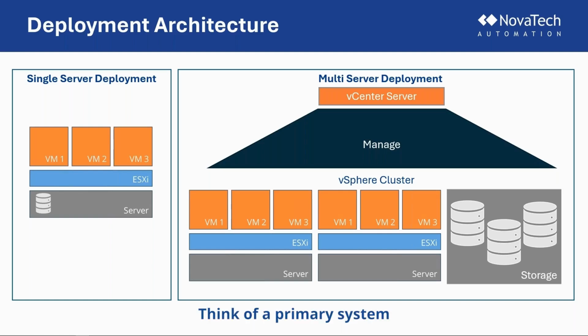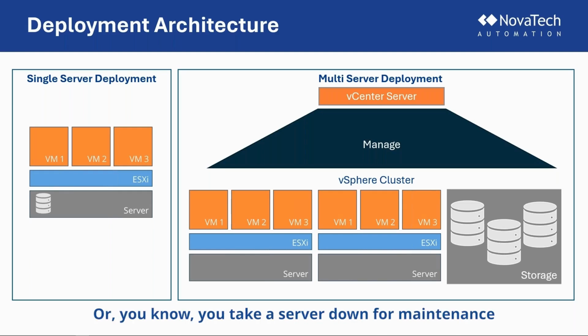Think of a primary system and a disaster recovery system as an example, or you take a server down for maintenance. You don't need to take down your protection schemes or your RTU or your HMI. All of this is much more likely scenario to run a multi-server deployment in a substation.